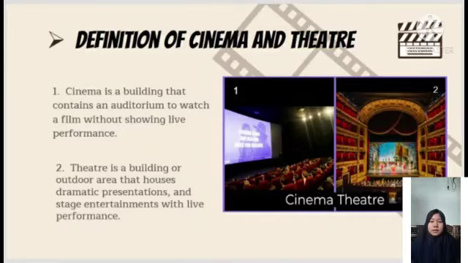First, definitions of cinema and theater. Cinema is a building that contains an auditorium to watch a film without showing a live performance, and theater is a building or outdoor area that houses dramatic presentations and stage entertainments with live performance.